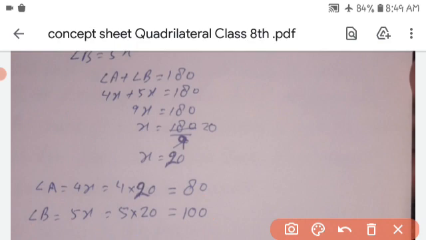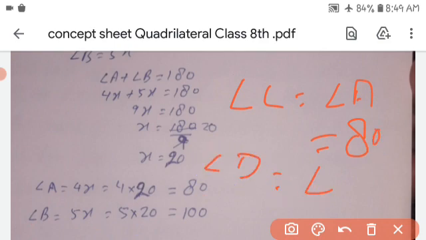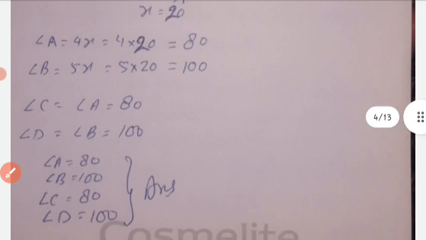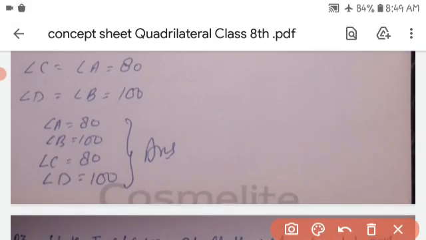Now in a parallelogram, opposite angles are equal. Angle C is equal to angle A, which is equal to 80. Angle D is equal to angle B, which is equal to 100, because opposite angles of a parallelogram are equal. Look here, children. Angle C is equal to angle A is equal to 80. Angle D is equal to angle B is equal to 100. These are all the angles of the parallelogram: angle A, angle B, angle C, angle D.